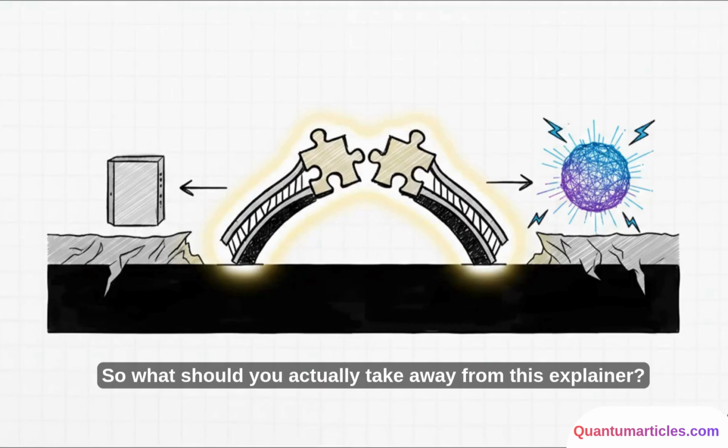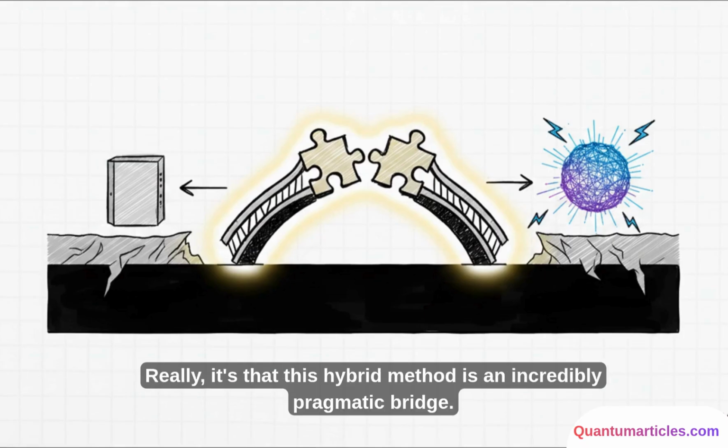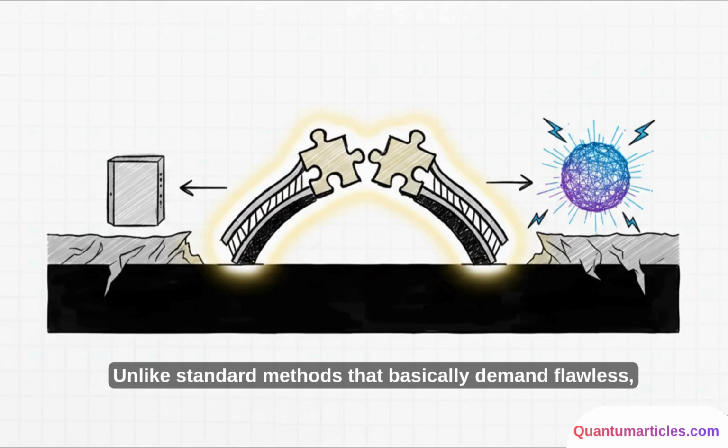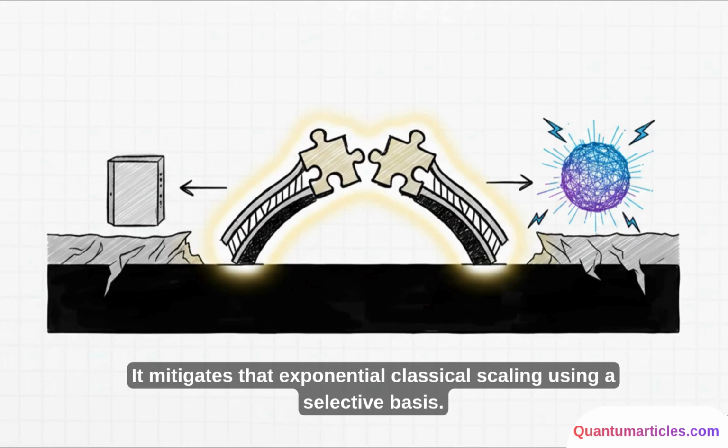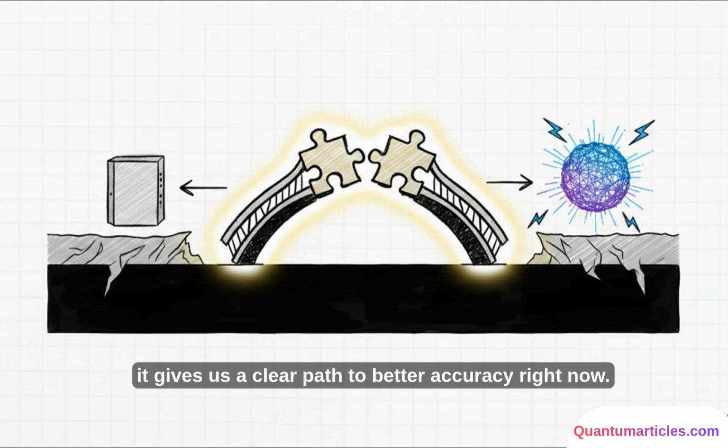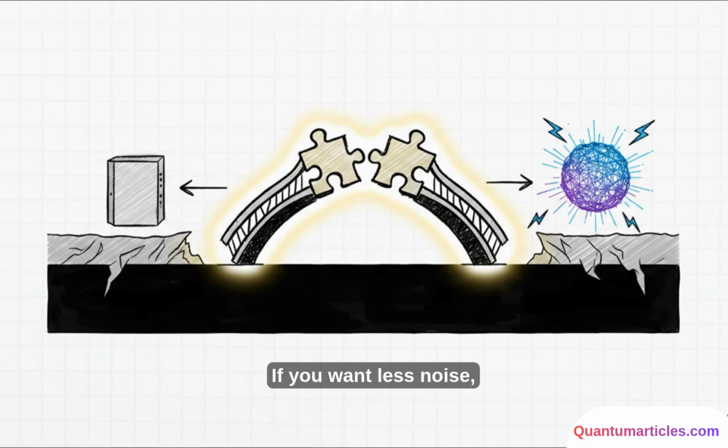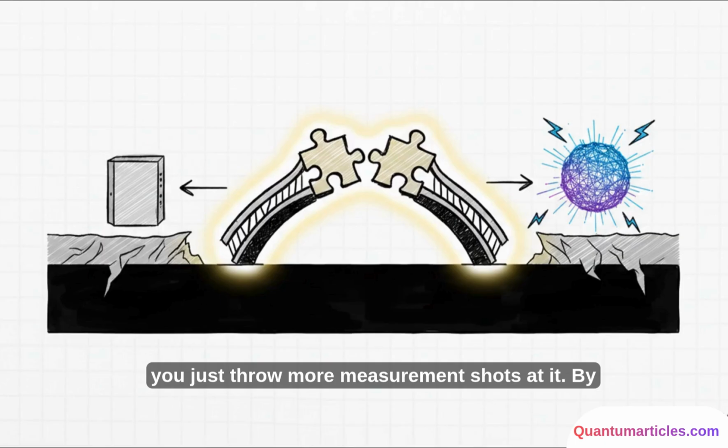Section 6. Bridging the quantum future. So what should you actually take away from this explainer? Really, it's that this hybrid method is an incredibly pragmatic bridge. Unlike standard methods that basically demand flawless, futuristic hardware we don't have yet, this hack works today. It avoids those deep, error-prone Trotterization circuits. It mitigates that exponential classical scaling using a selective basis. And best of all, it gives us a clear path to better accuracy right now. If you want less noise, you just throw more measurement shots at it.